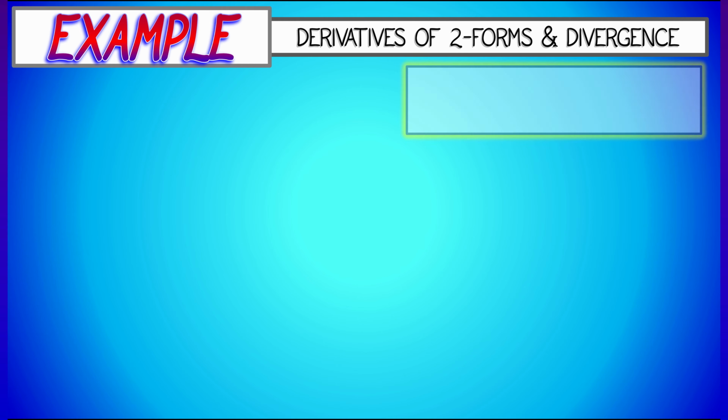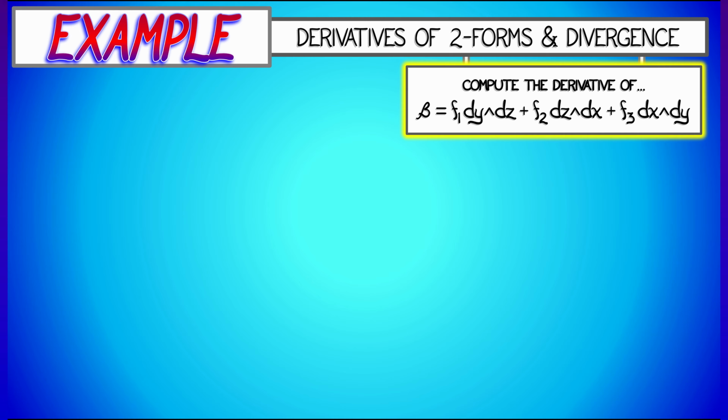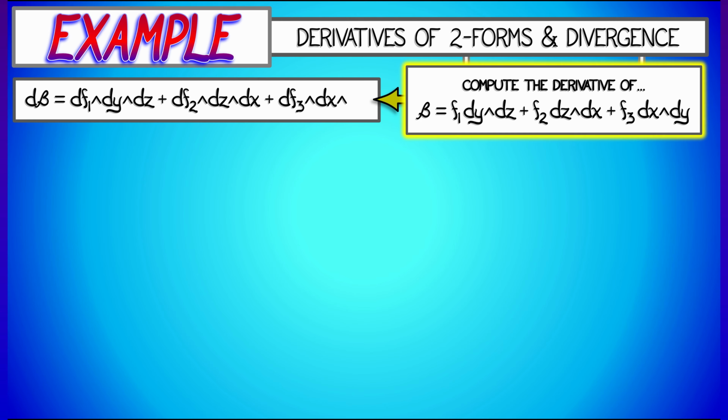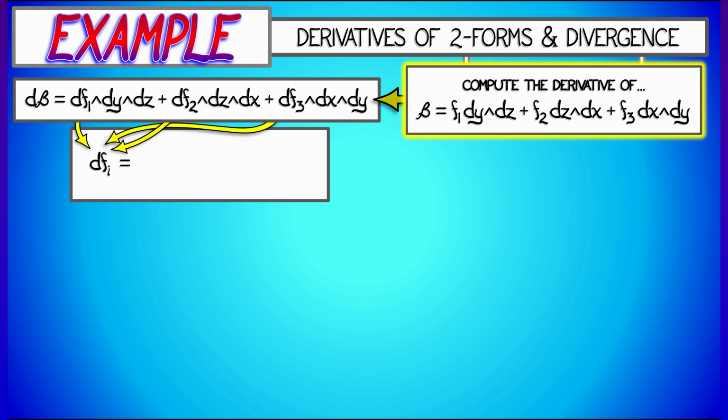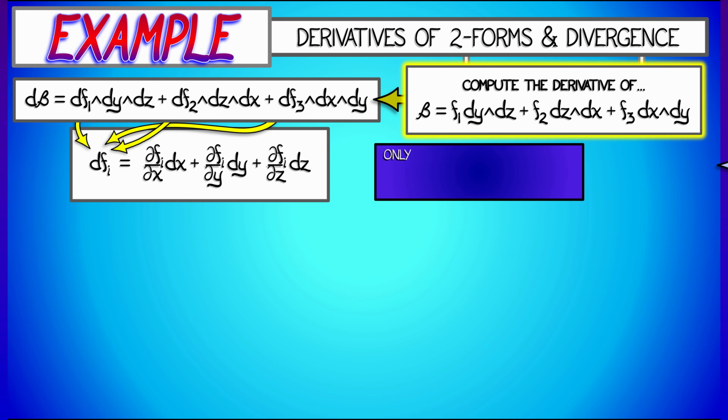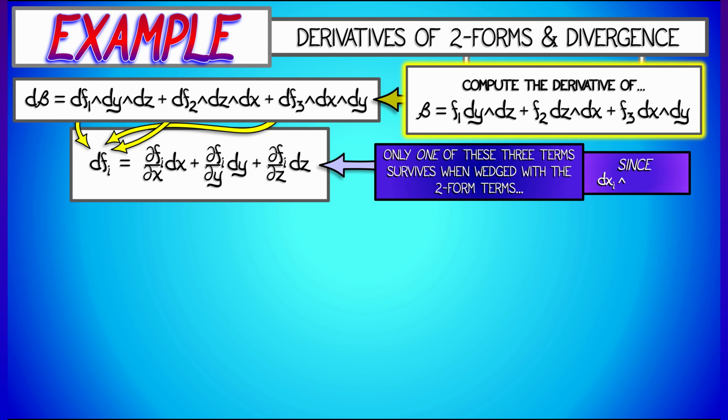Let's take a general two-form field in 3D. Let's say beta is f1 dy wedge dz plus f2 dz wedge dx plus f3 dx wedge dy. What is the derivative of beta? Well, we're getting good at this inductive definition. This is really df1 wedge dy wedge dz plus df2 wedge dz wedge dx plus df3 dx wedge dy, where again, each dfi is the gradient one form that we have already computed. Now, think about what happens when you wedge that gradient one form up with these basis two forms.